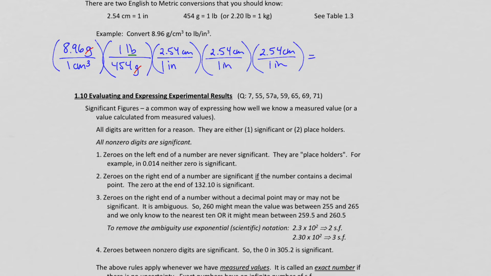Right? And when you get your answer, we're just going to triple check. One of the centimeters cancels out with a centimeter. Another of the centimeters cancels out with the centimeters. The last centimeter cancels out with the last centimeter. We have inches, inches, inches. So we have pounds per cubic inch. We're in a good spot, right? And we get 0.323 pounds per cubic inch.